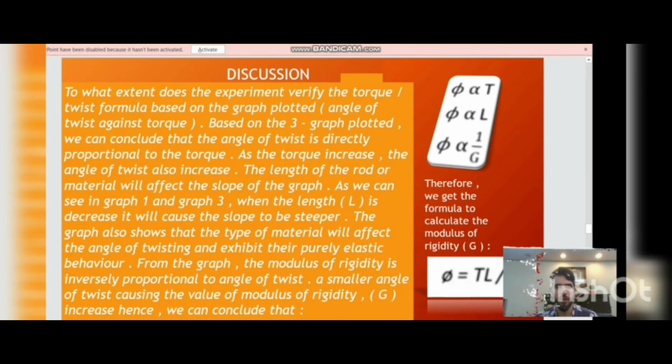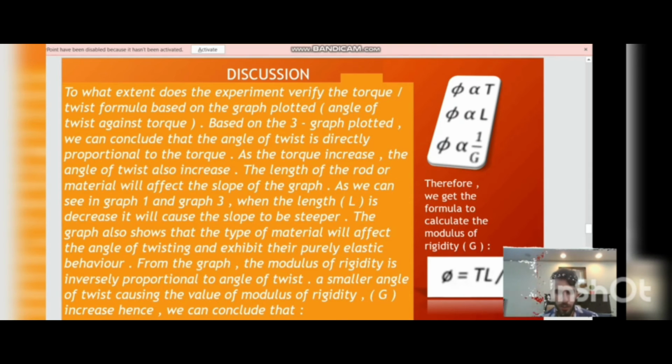As we can see in graph 1 and graph 3, when the length decreases, it will cause the slope to be steeper. The graph also shows that the type of material will affect the angle of twist, and we expect their purely elastic behavior. From the graph, the modulus of rigidity is inversely proportional to the angle of twist. A smaller angle of twist causes the value of modulus of rigidity to increase.